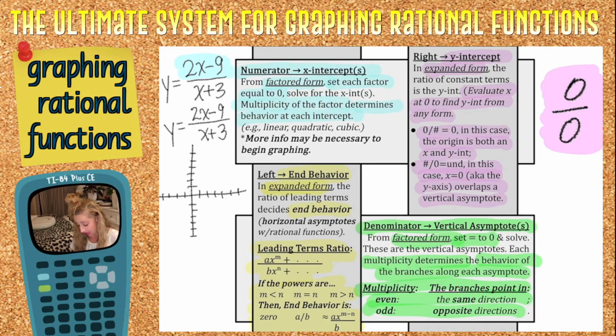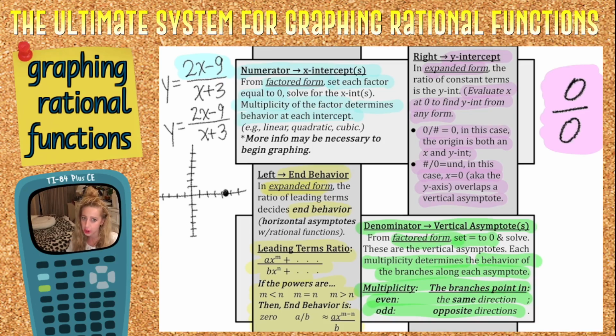So if I set that equal to 0 and I solve for the x-intercepts, add 9, divide by 2, you get 4.5. So on this graph, 1, 2, 3, 4.5, right over here, 4.5 is my x-intercept. Okay.